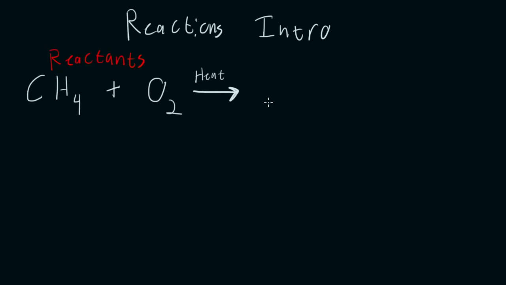Once we go through this reaction, what does this produce? Well, these molecules are going to rearrange to form CO2, carbon dioxide, and water, H2O. All of these are gases, we're just going to heat them, and it's going to cause the methane to burn, producing carbon dioxide and H2O. So we call these on the other side our products. These are the products of the reaction.